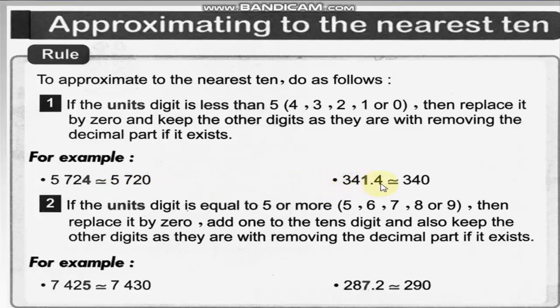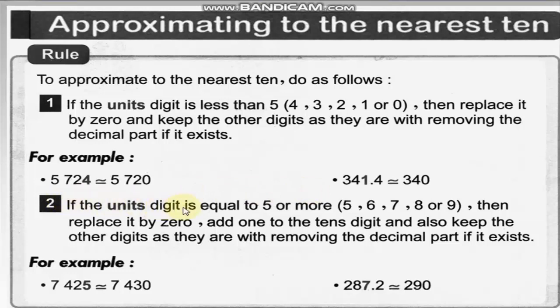Another example, 341.4, we need to approximate it to the nearest ten. The tenth here is number 4. Look at the unit. The unit here is number 1. Number 1 is less than 5, so we replace it with 0 and remove the decimal point and keep the other digits with their value.